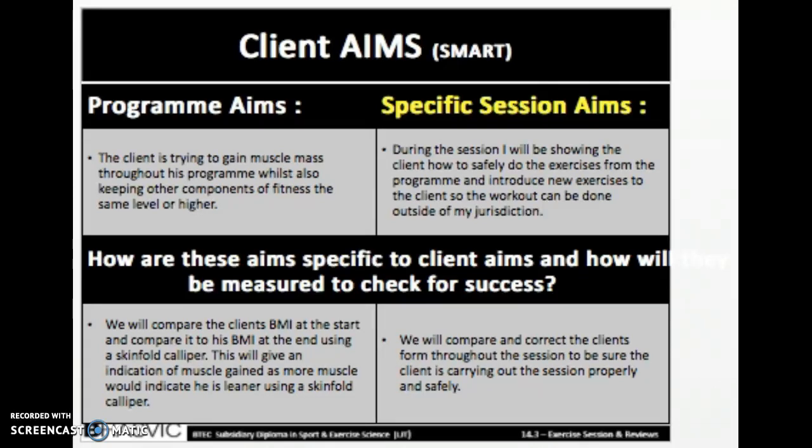Specific session aims. During the session, I will be showing the client how to safely do the exercises from the program and introduce new exercises to the client so the workout can be done outside of my jurisdiction. How these aims are specific to the client's aims and how they will be measured to check for success. We will compare and correct the client's form throughout the session to be sure the client is carrying out the session properly and safely.